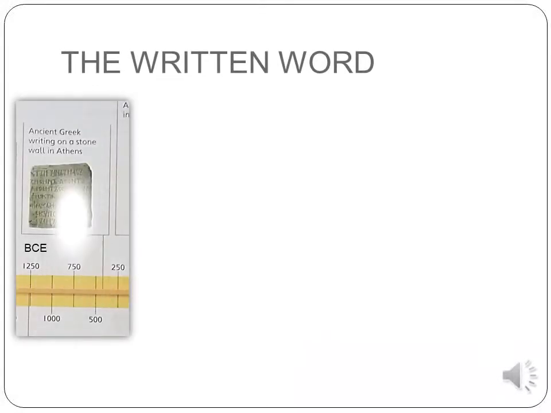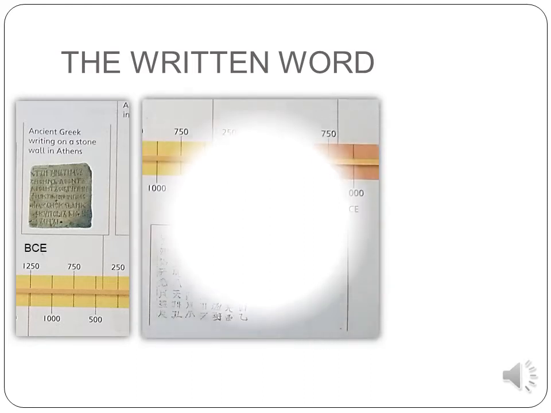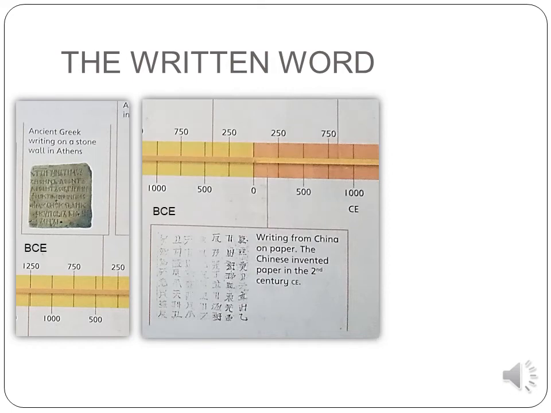Then moving on along the timeline, after 500 BCE, we see ancient Greek writing on a stone wall in Athens. Do you remember what's Athens? Yes, it's a city in Greece. Then we move on to the orange part of the timeline where the CE has started from zero.